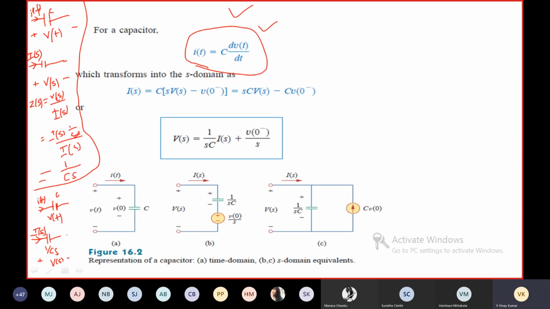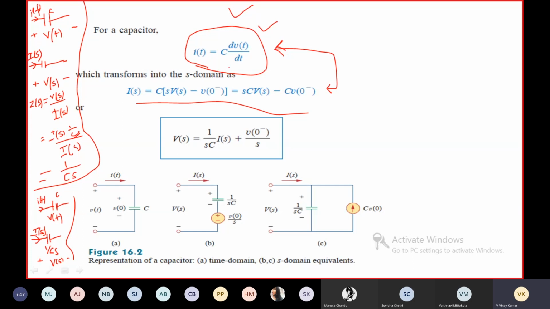In S domain with zero initial conditions. With initial conditions, you're going to have, let us have, the circuit model. Now, taking the Laplace transform, you're going to get I of s equal to what?